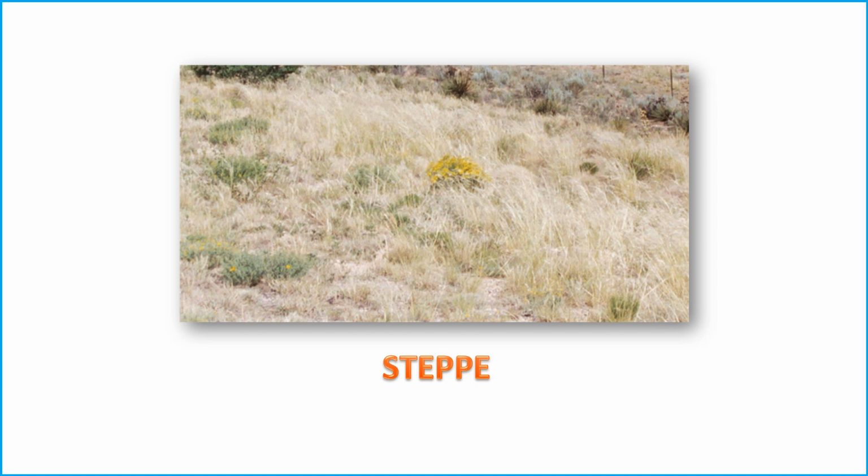Steppe is a type of biome characterized by vast, flat expanses of grassland with few trees. It is found in regions with a continental climate, experiencing hot summers and cold winters. Here are some key features and components of the steppe biome.